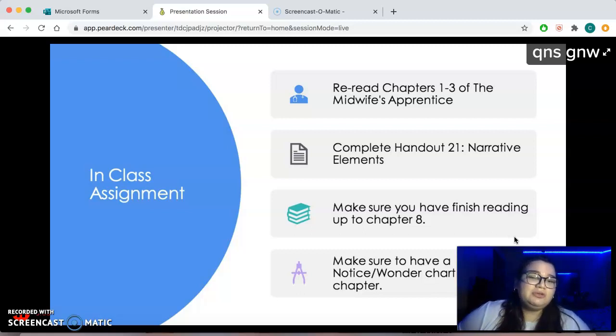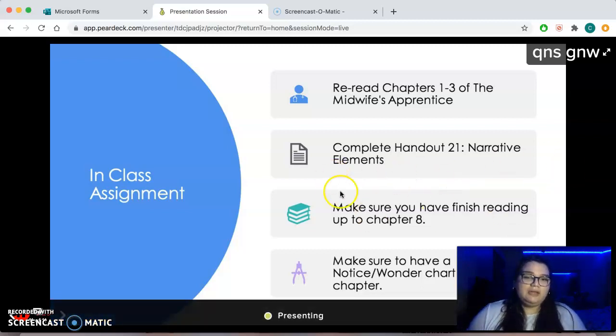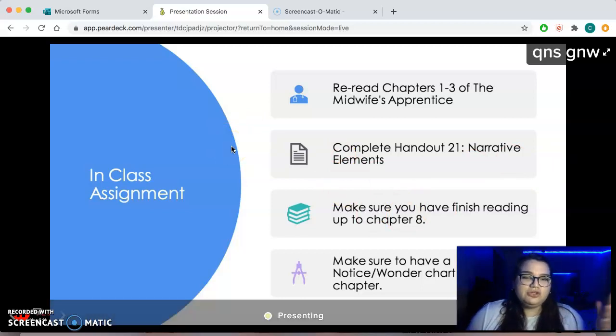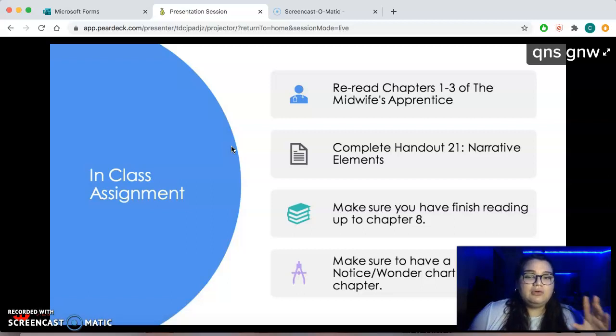So you're going to reread chapters 1 through 3 of The Midwife's Apprentice, and then you are going to complete handout 21 narrative elements. Again, this will be posted on our general page. It will be called handout 21 narrative elements. If for some reason you can't find it, send me a message and I'll get back to you as soon as I can. Or try asking a classmate, right? And make sure that this is your priority. So your priority is to reread chapters 1 through 3. Look over your notes. Make sure that you remember what the story is about, or what that part of the story is about. And then you're going to complete handout 21.